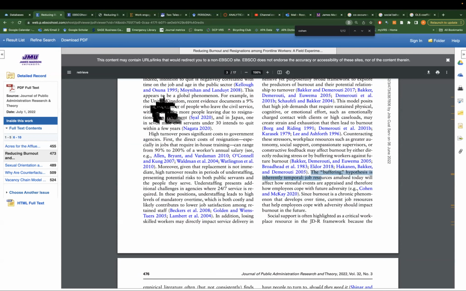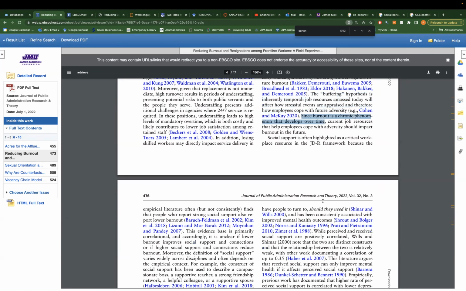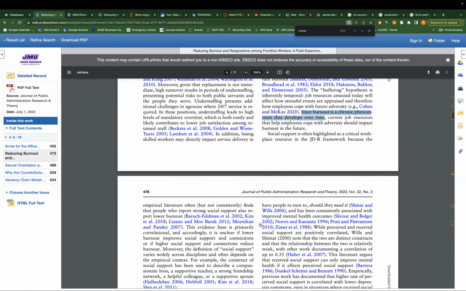So here again, we see this buffering hypothesis. We also see this temporal thing coming up again, where there's this time element that the resources of today will buffer for burnout for tomorrow. That makes sense. But we also see that burnout is a chronic phenomenon that develops over time. Again, that aligns with that other study that we looked at, the longitudinal study. So we're starting to fill in the puzzle, put in the pieces to this puzzle.